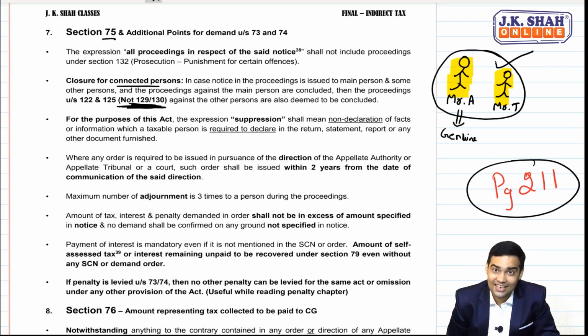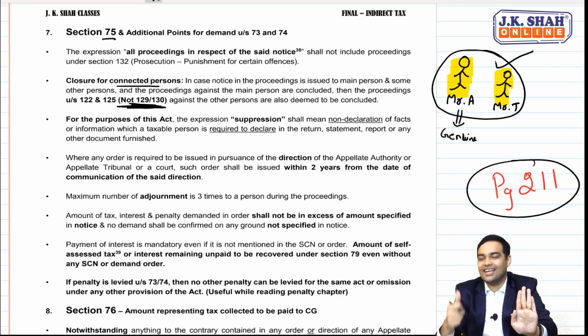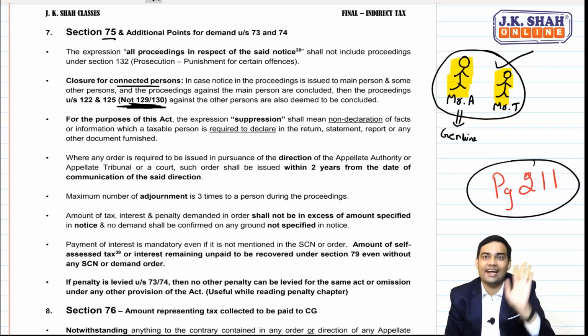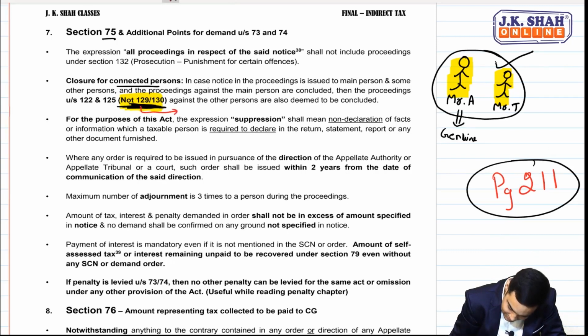What was the provision earlier? Provision earlier was, if main person gets a relief, then connected person also gets a relief. This provision is still active except for cases of 129 and 130. So 129, you can just write penalty during transit. And 130 is confiscation of goods.